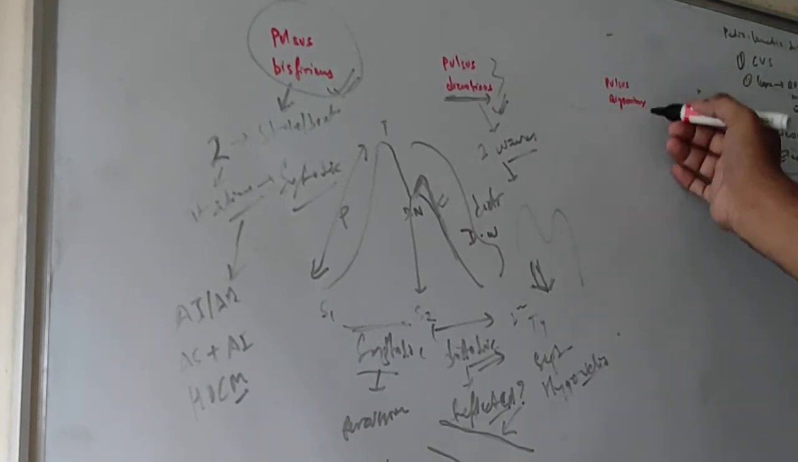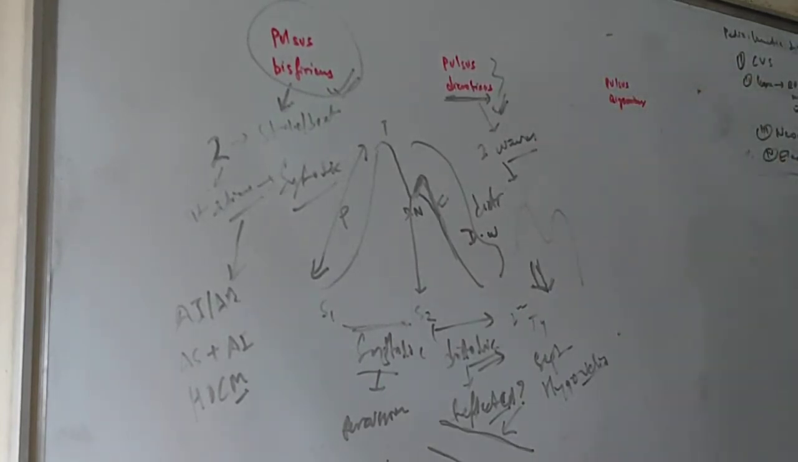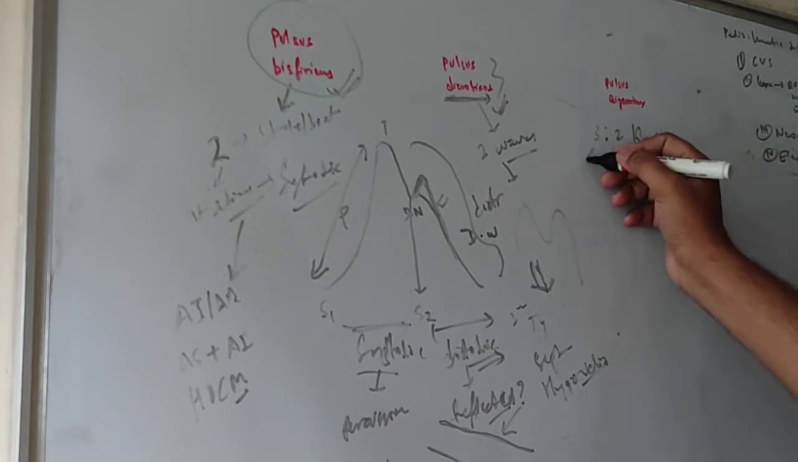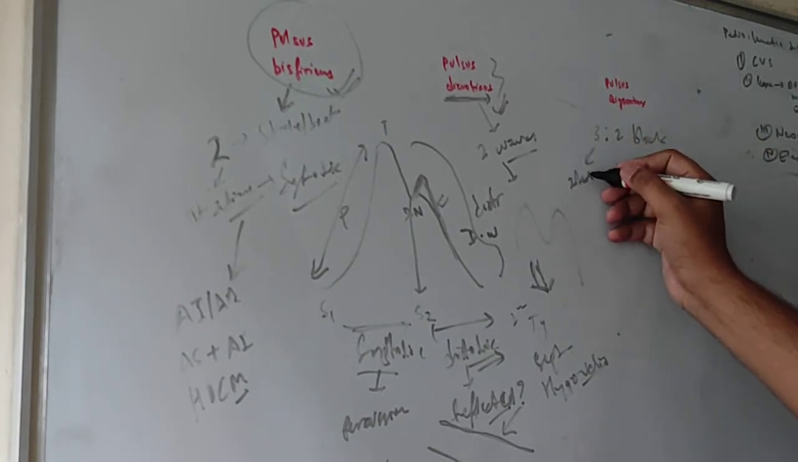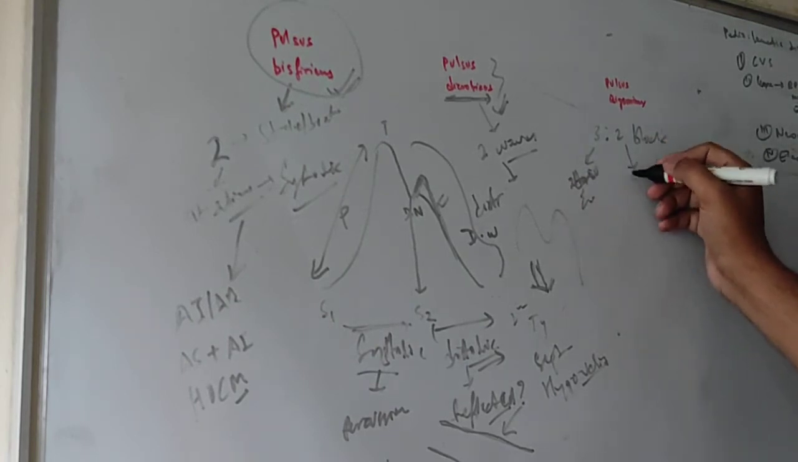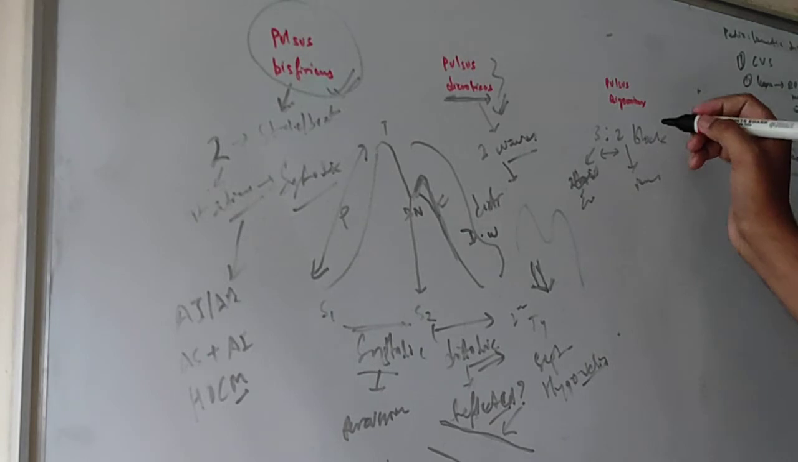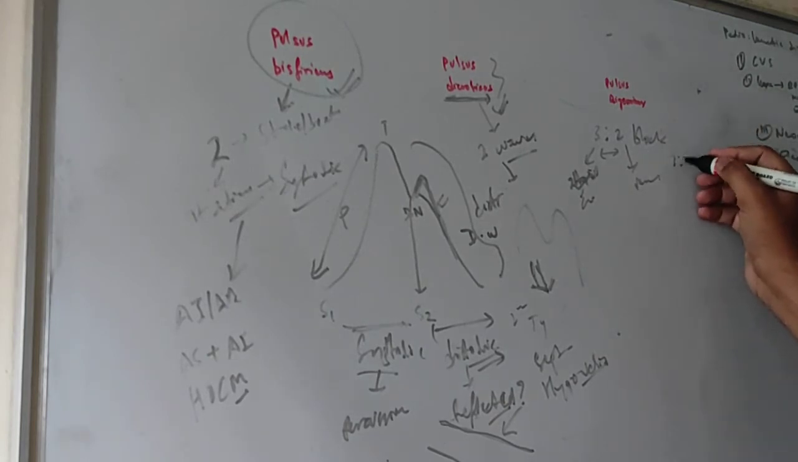And another entity is pulsus bigeminus. This is the kind of pulse which is found in different kinds of blocks, like Mobitz type 2. There is something called a 3:2 block. 3 means atrial contraction, and 2 means ventricular contraction. So there is some kind of block in this 3:2 Mobitz type 2 block.